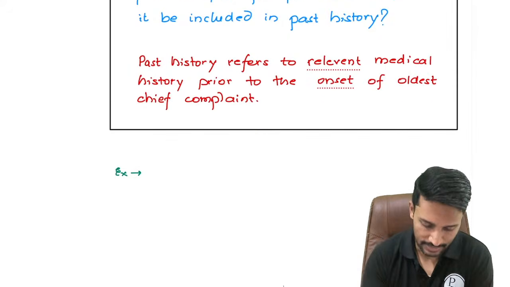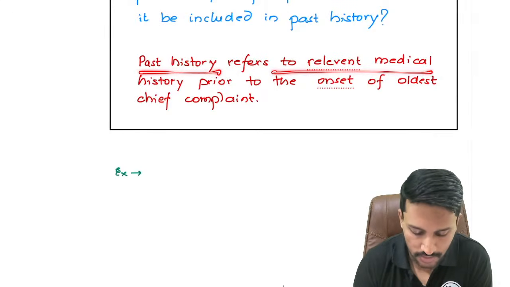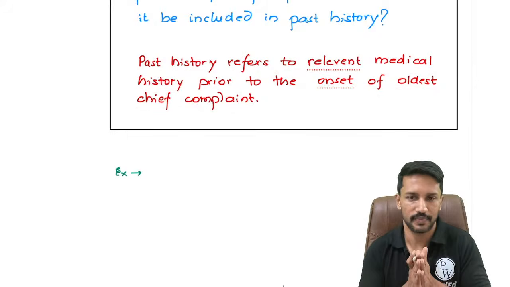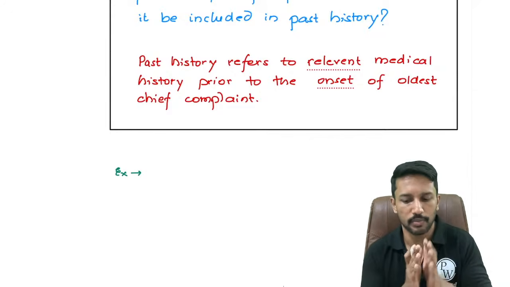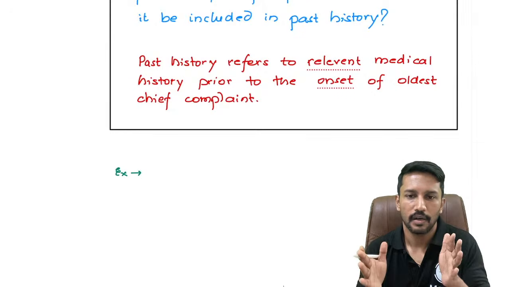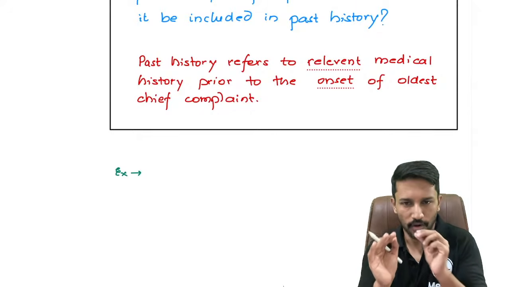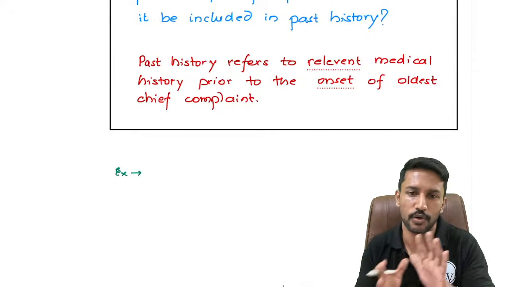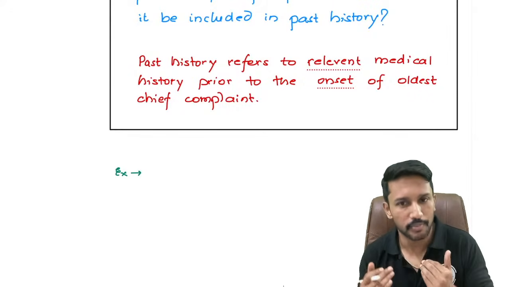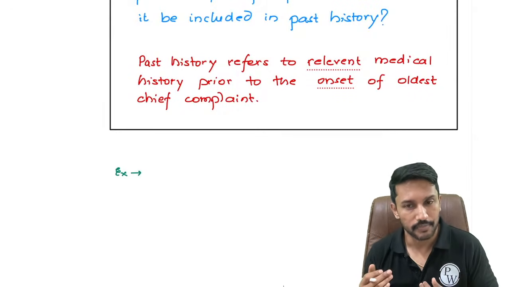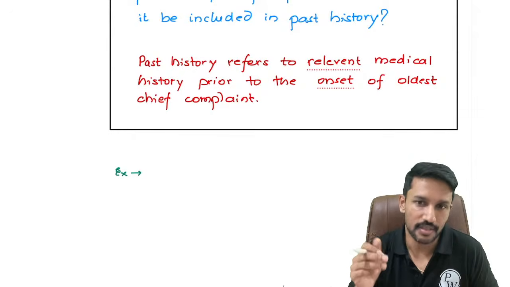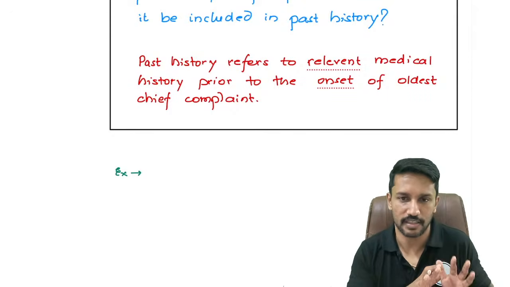So remember that, again, I'm emphasizing, past history refers to relevant medical history prior to the onset of the oldest chief complaint. And the best way to extract the chief complaint is asking them what brings you here. So whatever brought them to the hospital, anything that predates that is going to be past history. But here the patient came to us with abdominal pain. Later on, we found out a cause and operated. So the surgery is part of the present illness. It is part of the story.